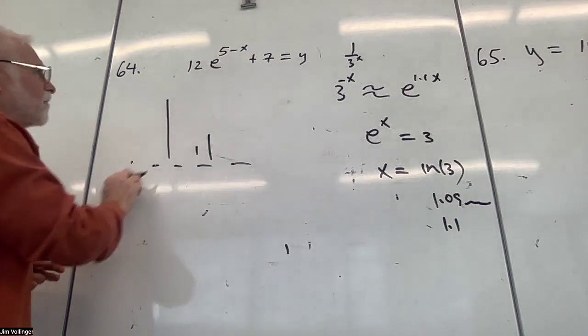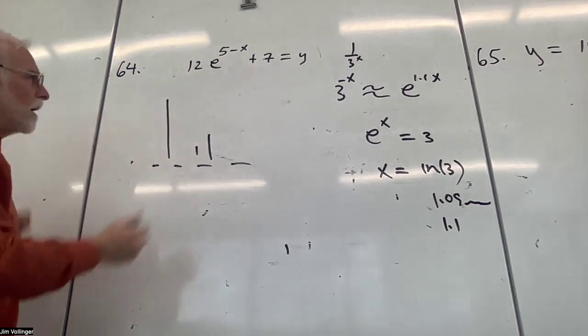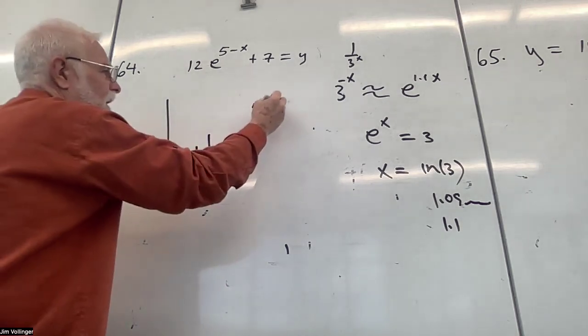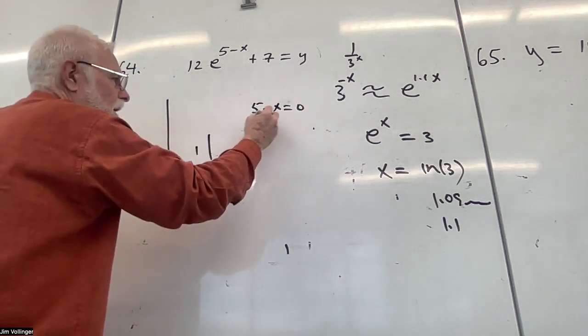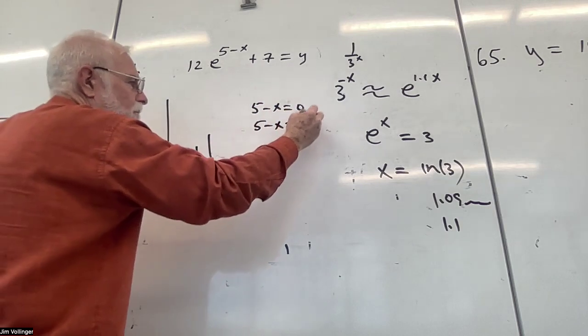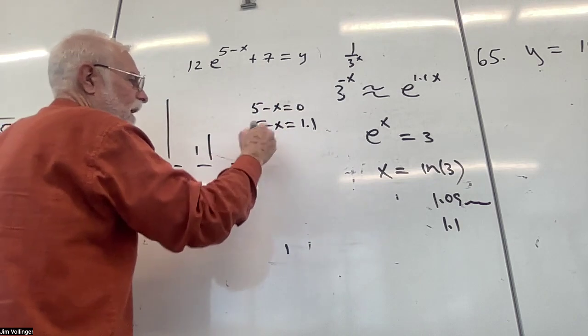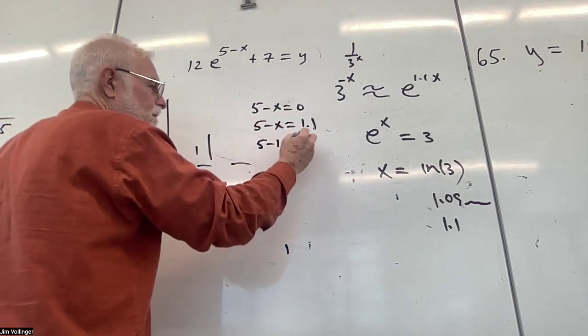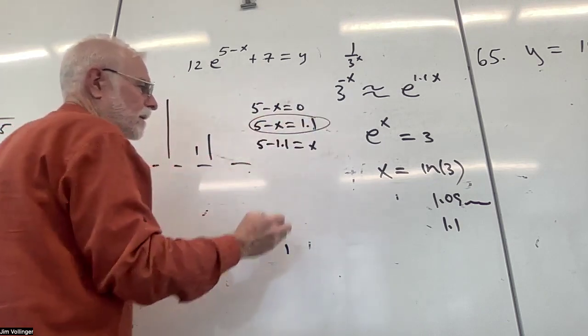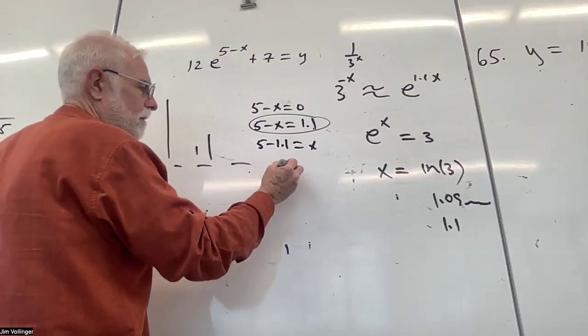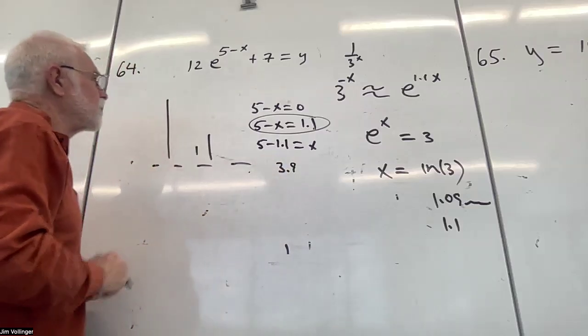What's going to be 3? The one that I have 12 times something, right? All right, so let's just look at it. I want 5 minus x to equal 0, and I want 5 minus x to equal 1.1, because I want a triple. So that's going to be 5 minus 1.1 is going to equal x for this one. And so that's what? 3.9? All right, so it looks like 3.9.